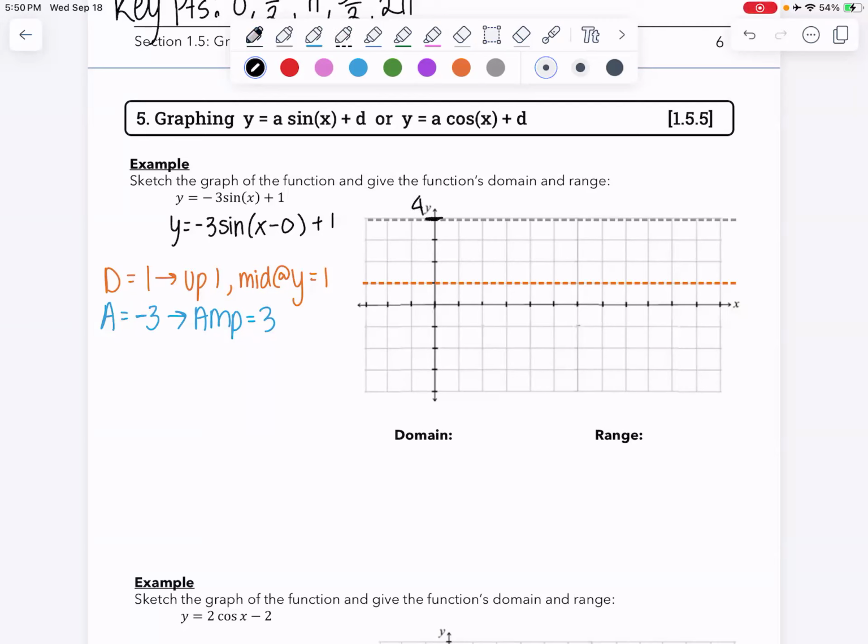And then the bottom line, it's not down here at negative 3. It's 3 units down from the midline. So there's 1, 2, 3. It puts the bottom at negative 2, not negative 3. This is negative 2, and 1 is where the midline is.